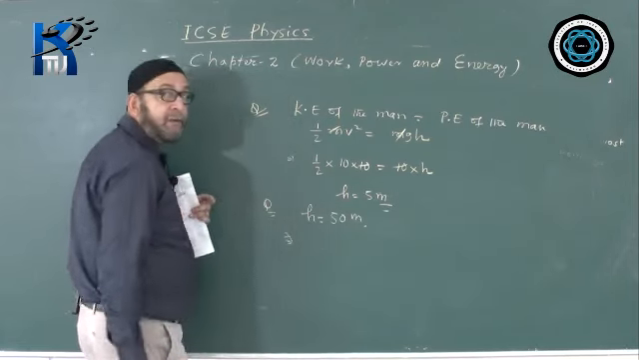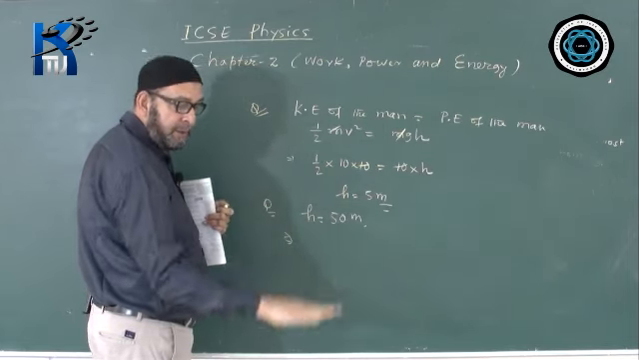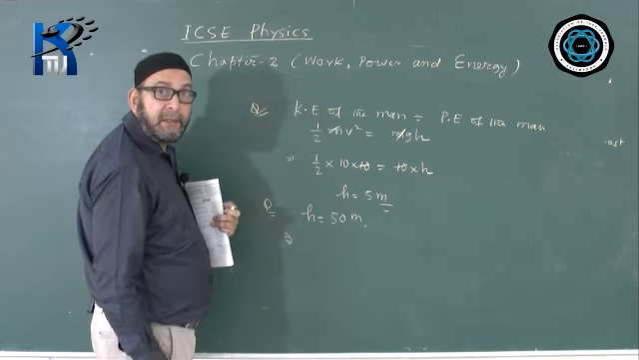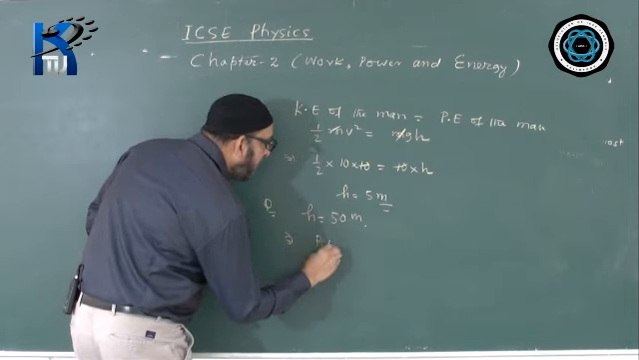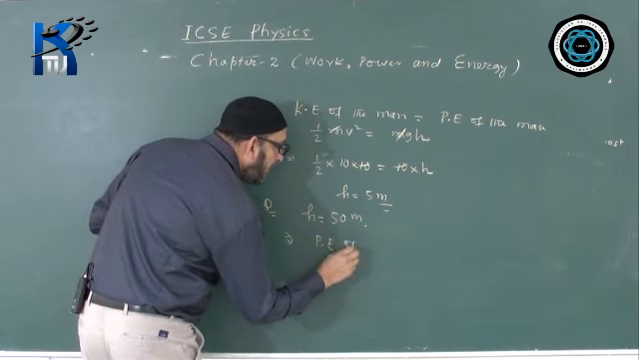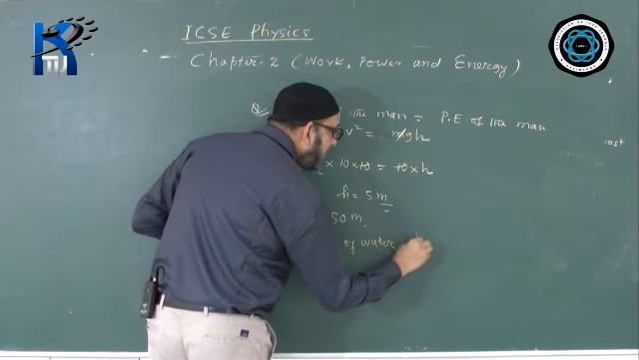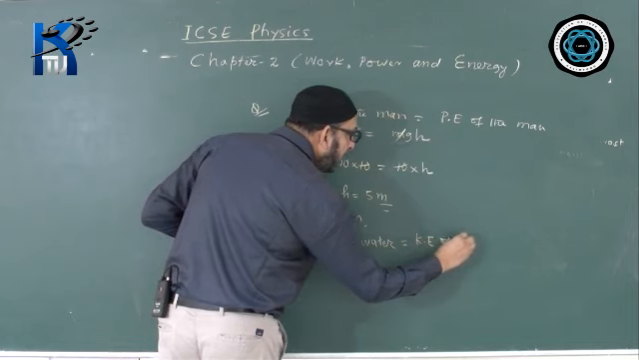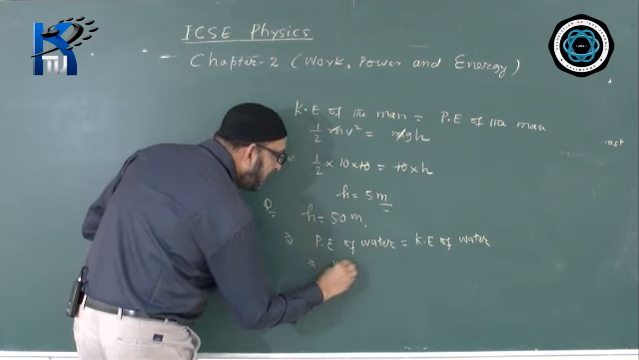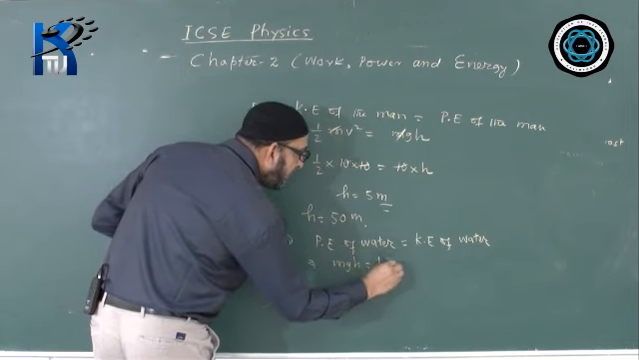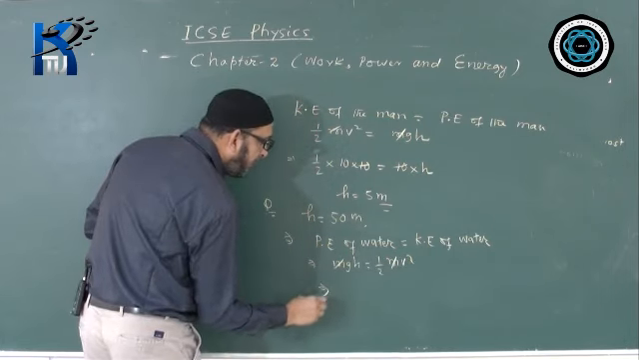So we will again think of energy conversion. What energy conversion is taking place? Water is falling through some height, so potential energy is changing into kinetic energy when it reaches the lowest point. That means we can write here: potential energy of water is equal to kinetic energy of water. The potential energy formula is mgh, and kinetic energy is half mv square. M and m cancel, that's why the mass of water is not needed for this problem.